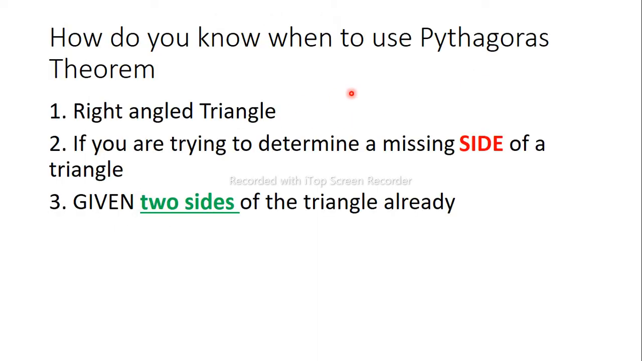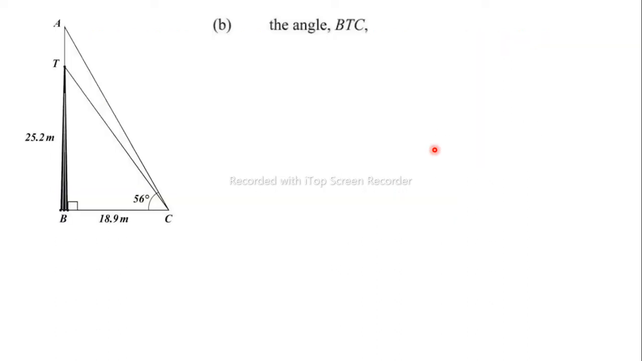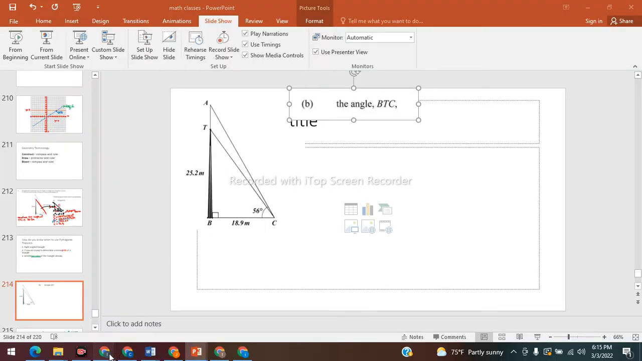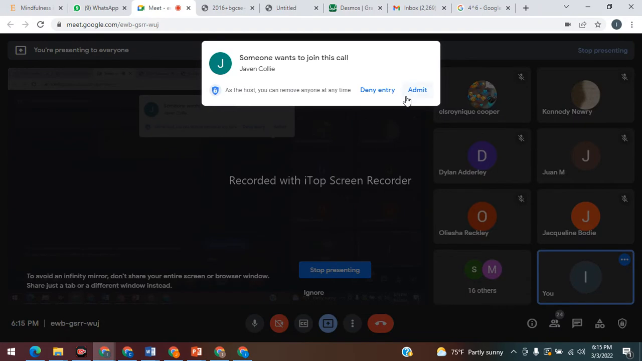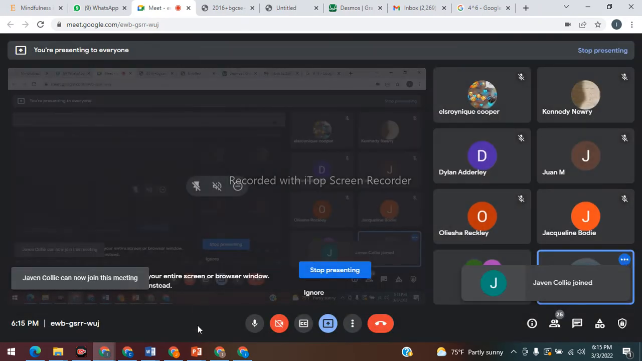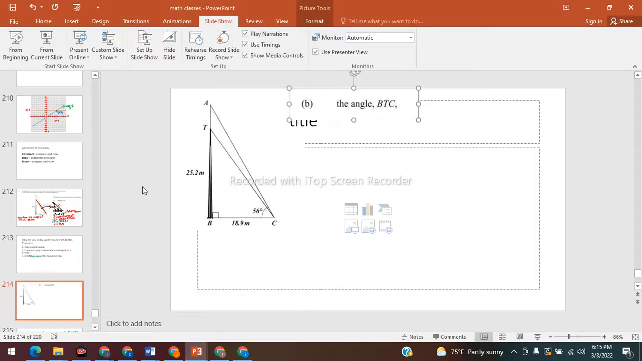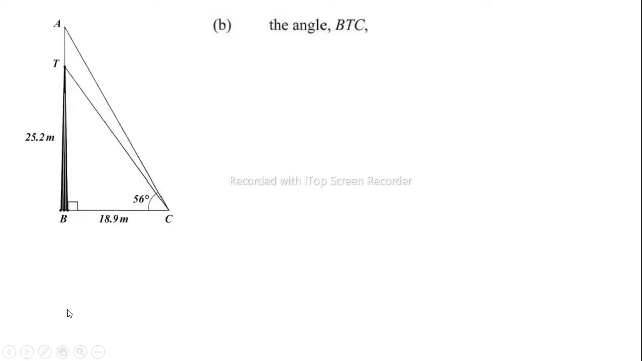Again, we shouldn't use Pythagoras theorem, because we use it when we try to determine a missing side. But here we're not trying to determine a missing side, we're trying to determine a missing angle. So Pythagoras theorem is useless here. It cannot help us at all. Alright? Which means that we have to use something else. So we try and determine a missing angle.